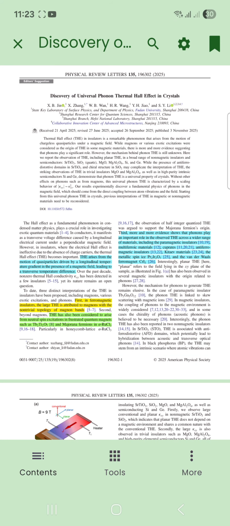This paper talks about the thermal Hall effect. So actually the Hall effect is just due to the interaction of a charged particle with a magnetic field, but in this paper, sometimes phonons also display similar phenomena. So let us see what is in this paper. The title of the paper is Discovery of Universal Phonon Thermal Hall Effect in Crystals.